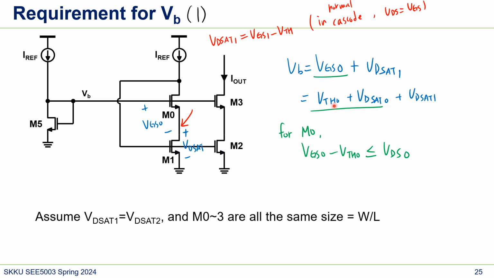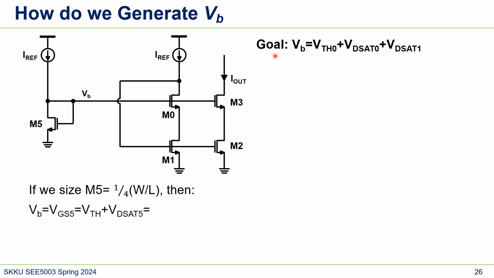So this is our goal. We need to make this one. In the previous slide, we set our goal that we want to make this VB to this value, and here the assumption was all of the W/L are the same to make this analysis easier. And then I also mentioned that for the cascode MOSFET, we tend to make L small. But in this case, let's just assume that all are the same.